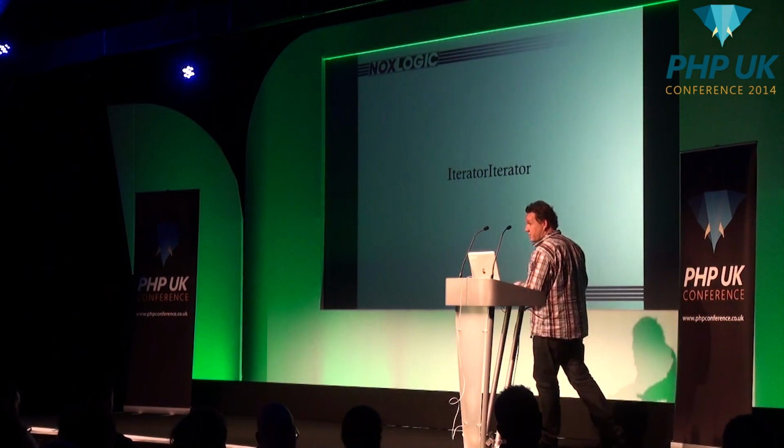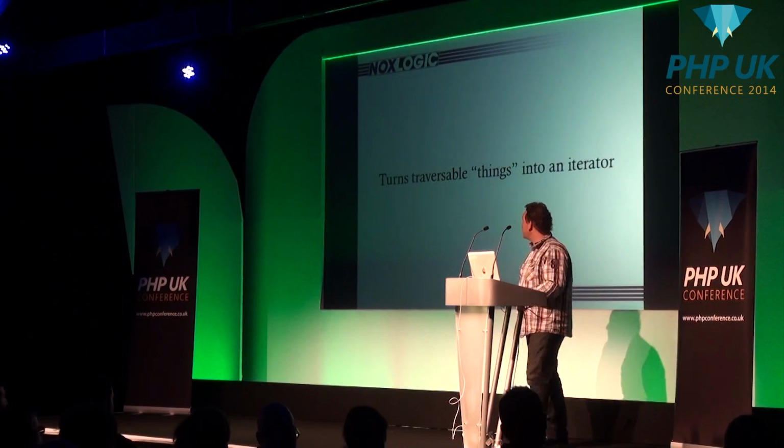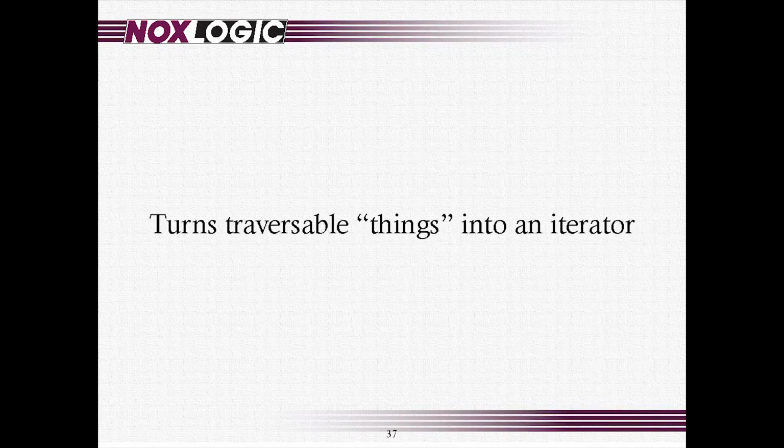And the Iterator Aggregate is a traversable thing. But inside PHP as well, there are a lot of other things that aren't really iterators, but are traversable as well. DateTime has some classes that are traversable. SimpleXML has a few. And there are a lot of other objects inside PHP that are traversable, but not really an iterator. What IteratorIterator does is it turns traversable things into an iterator.